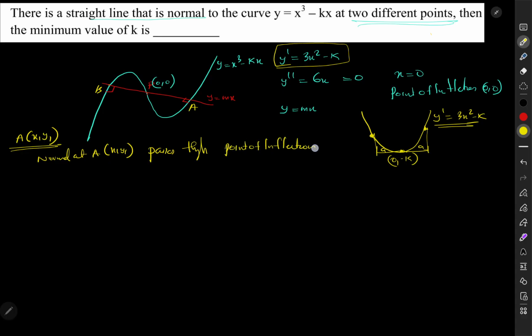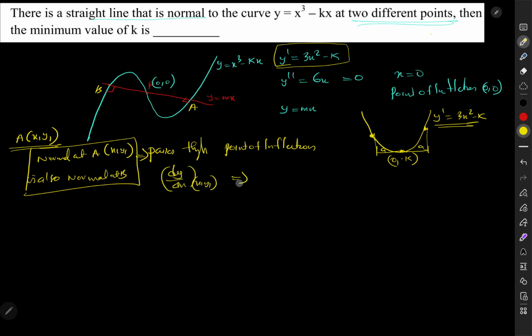Why does it pass through the point of inflection? Because it is also a normal at another point. The normal at a is also the normal at b. Because of that, this normal will pass through the point of inflection. That's the logic. Okay, now a I took as x1 y1. What is dy by dx at x1 y1? dy by dx at x1 y1 is 3x1 square minus kx1. This will be equal to, what is the line here? This line I took as y equal to mx. Why did I take it as y equal to mx? Because it passes through the point of inflection.